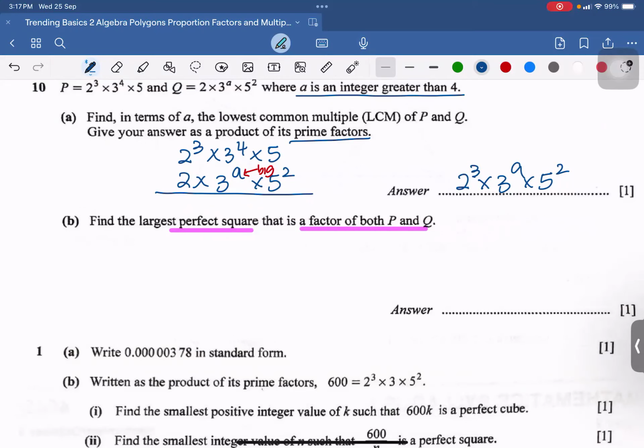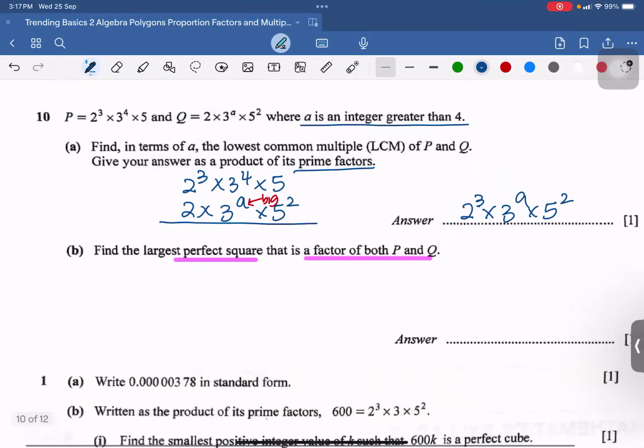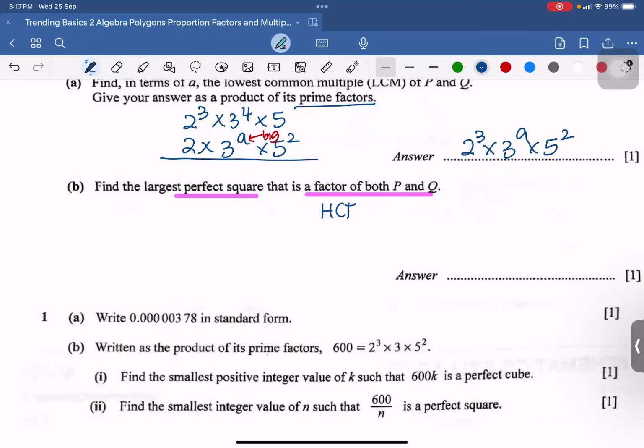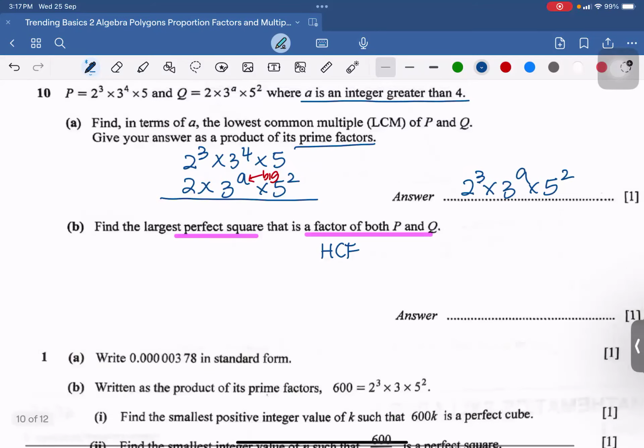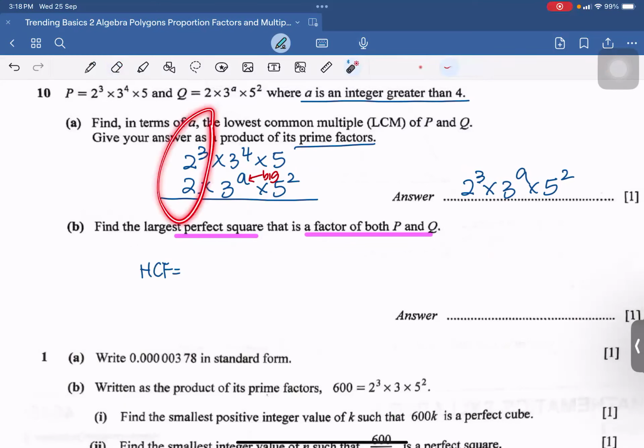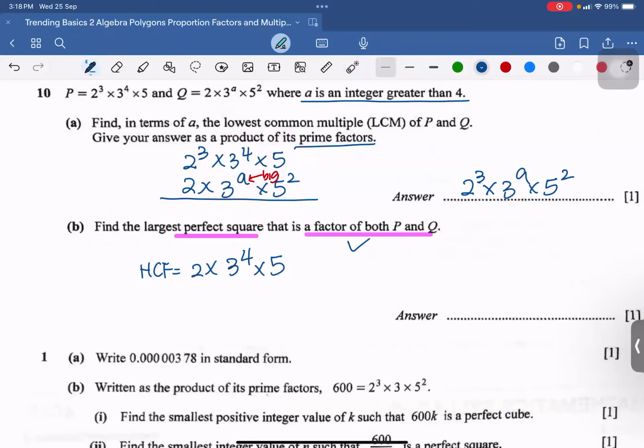Right. So I need a factor. So first thing, let me find the highest common factor first. So what's the HCF for the 2 of them? Which factor do I choose? Common factor. 2. Any more? 3 to the power of 4. 5. Now I have the factor of both already.